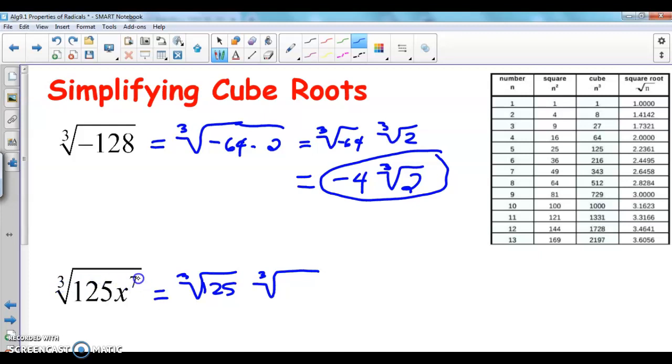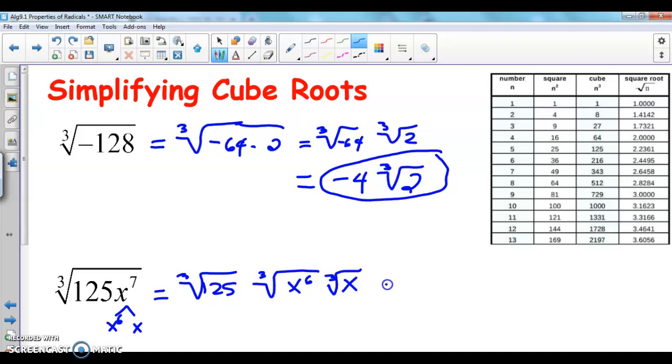So what's the biggest multiple of 3 that we can take out from 7? Well, I think it's 6, right? So we will write x to the 6th power. So in other words, we're breaking this down into x to the 6 and x to the 1. So why 6 again? Because 3 can divide 6. Yeah? So we have another one left over here. So cube root of x.